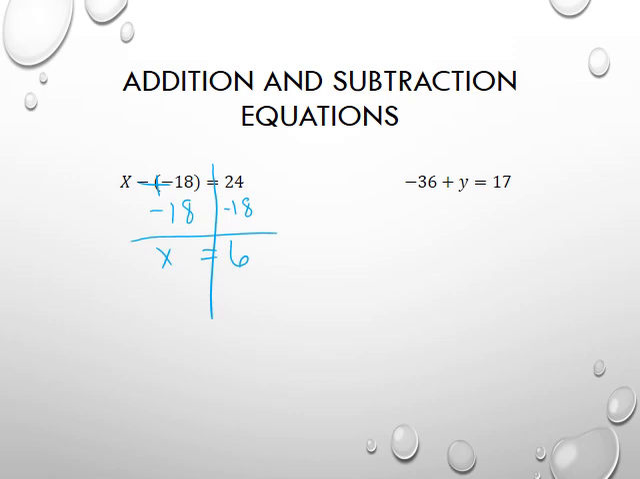Now, let's look at the second problem. Negative 36 plus y equals 17. Well, I know that says plus y, but guys, what is going to get me 0 here if I have a negative 36? The only thing that's going to get me 0 is a positive 36. So I'm going to add 36 to that, and whatever I do to one side, I have to do to the other. So y equals 17 plus 36, well, 6 plus 7 is 13, carry 1, 3 plus 1 is 5. So y equals 53.